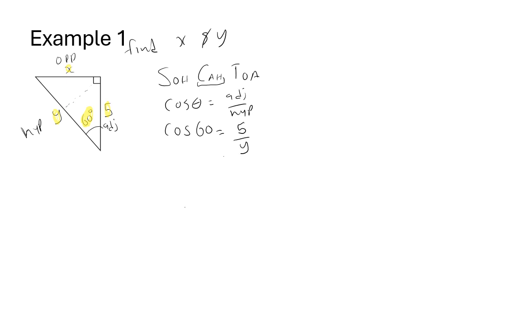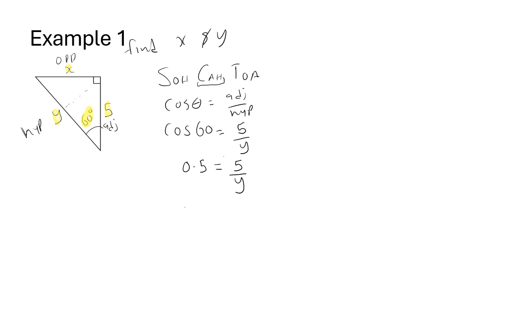So now we want to find y. Then we compute cos 60. Cos 60 is just 0.5 or 1 over 2. So this is 0.5 is equal to 5 over y. We want to find y.